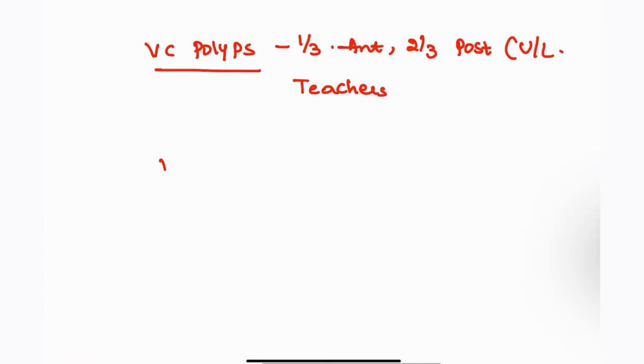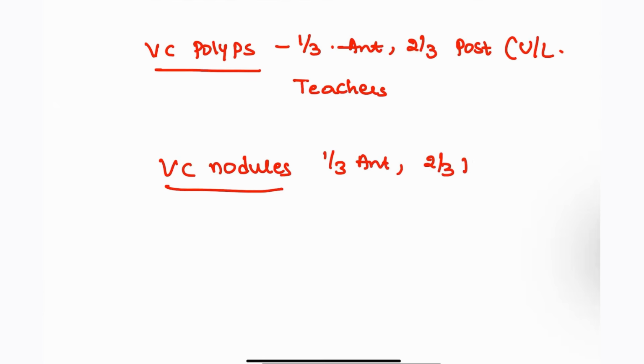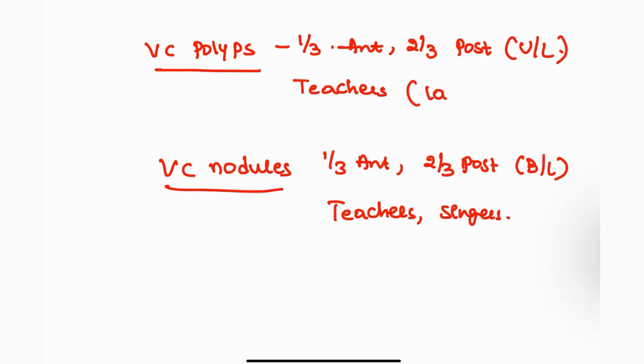Next, vocal cord nodules. Same location, anterior 1/3 and posterior 2/3, but it is bilateral. Again, seen in teachers and singers. What is the difference in the treatment for these patients? For vocal cord polyps, you have to do microscopic laser surgery. For nodules, the treatment is simply rest, which is important for this patient.